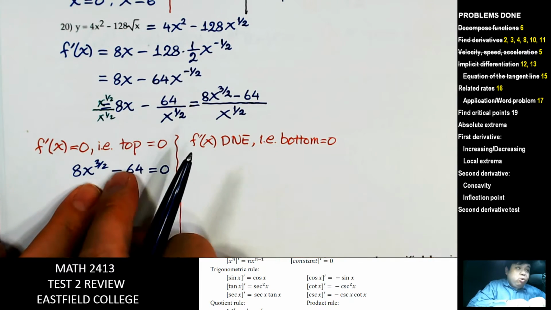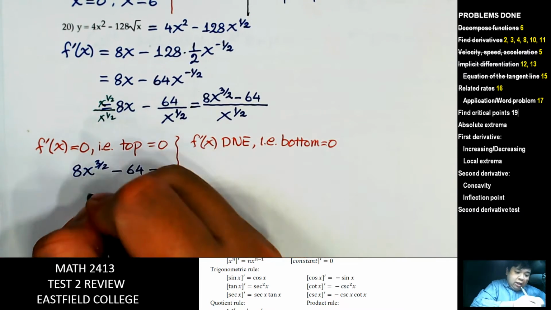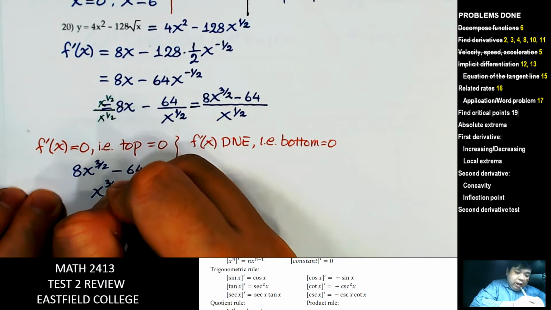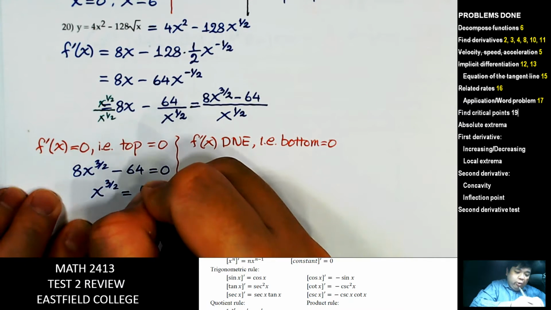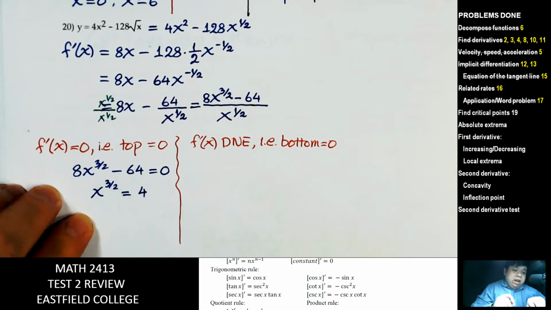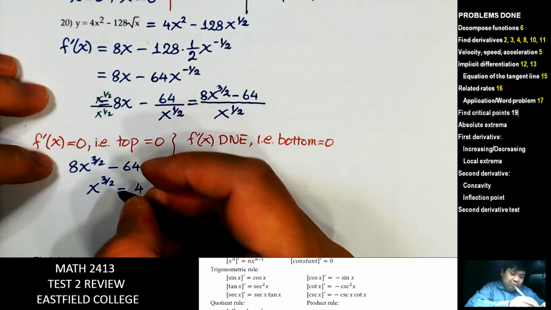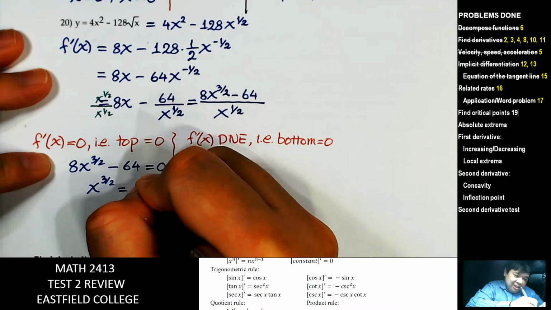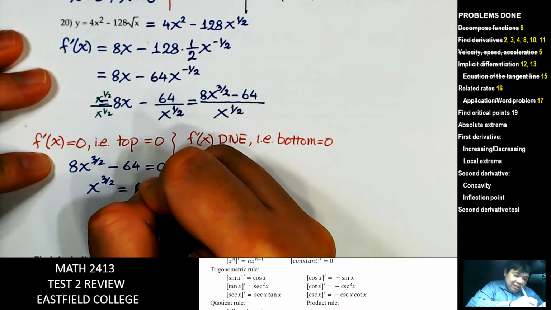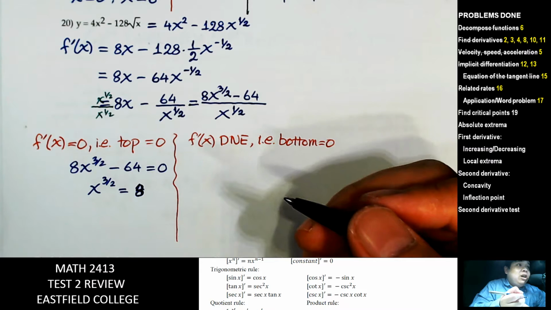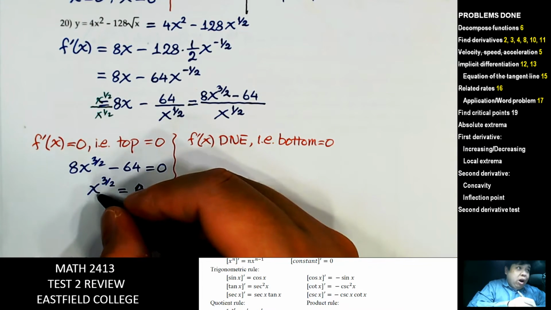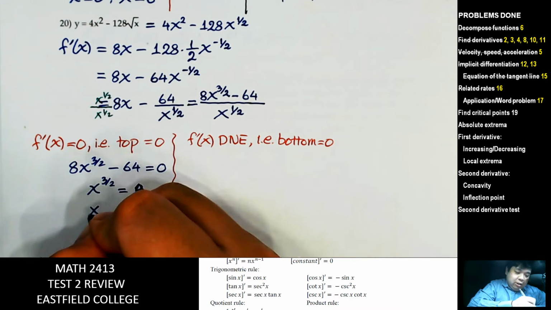Move the 64 over, divided by 8. We have x to the 3/2 equal to 4. So 64 over 8 is, I mean, 8. Sorry. And we rewrite that: x to the 3/2.